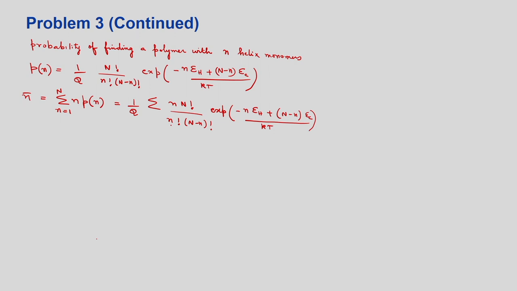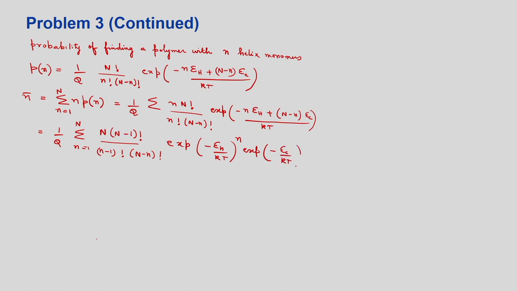Now, I have n here and n here. What I will do, I will cancel this n out, and I put here n minus 1. So I do that step. So this becomes 1 upon q, summation of n goes from 1 to N, capital N. What I will do, I will take capital N outside. So this n and this n cancel out. So I will write down here (n minus 1) factorial in the denominator, into exponential of EH by kT to the power n, into exponential of EC by kT to the power N minus n. Okay. So what I did is nothing, I cancelled out n. So it will be (n minus 1) factorial, and I wrote n factorial as n into (n minus 1) factorial.